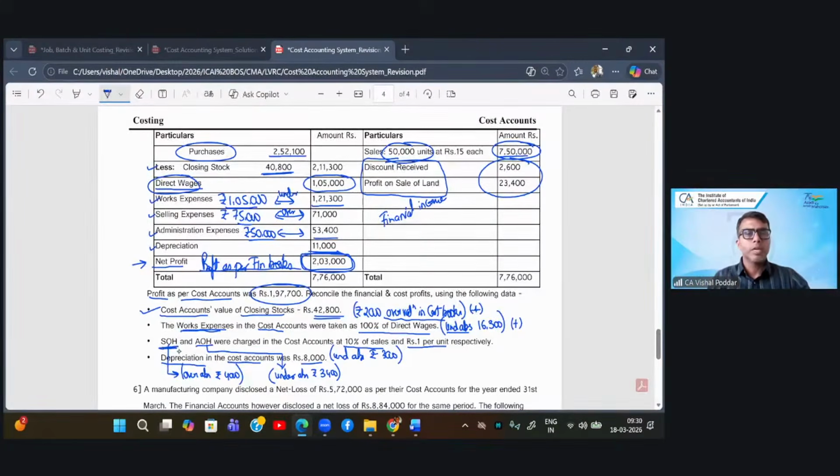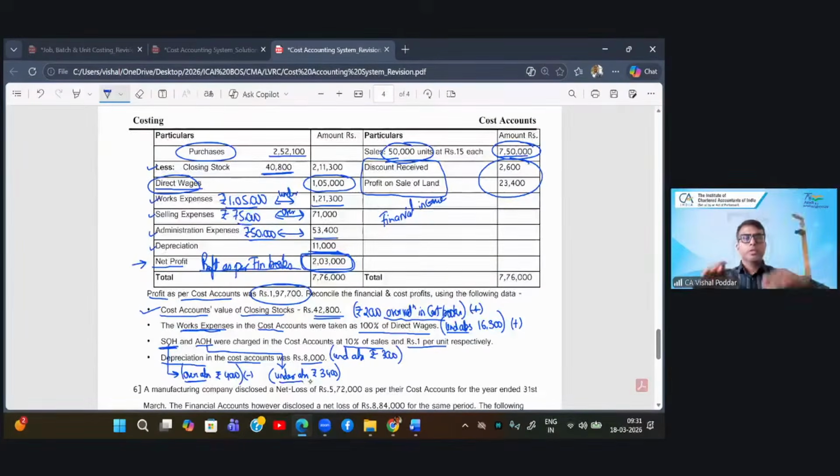Then come selling overheads. What is the answer? It is over absorbed. Now, selling overheads is an expense. If expense is over absorbed, what will be the impact on your profits? The profits will be less. Where is it less? In costing, because absorption happens in costing. So if they have given over absorption, it means expenses are more in costing. So costing profit is less. Our starting point is financial. We have to climb down. So my treatment of this is less.